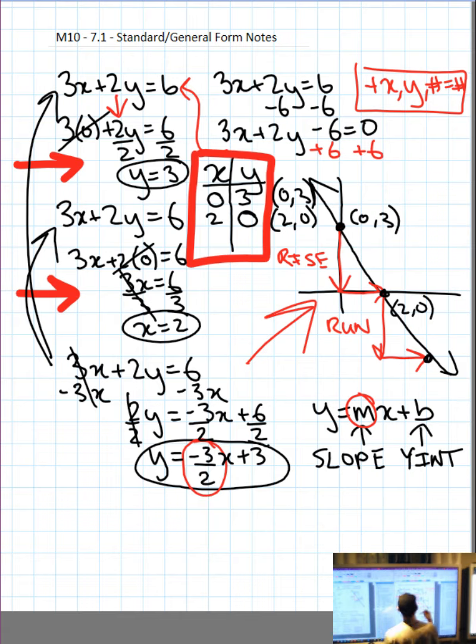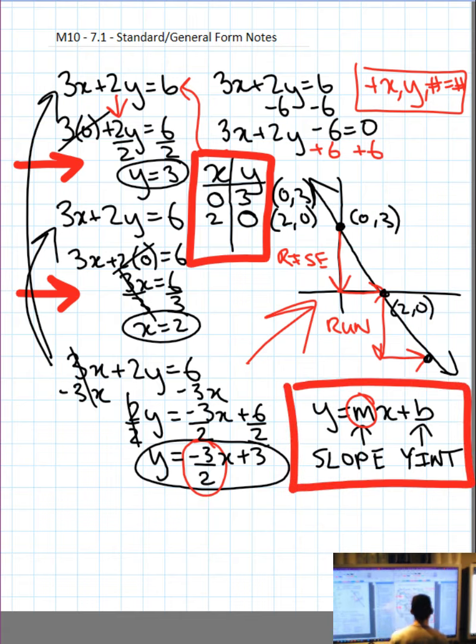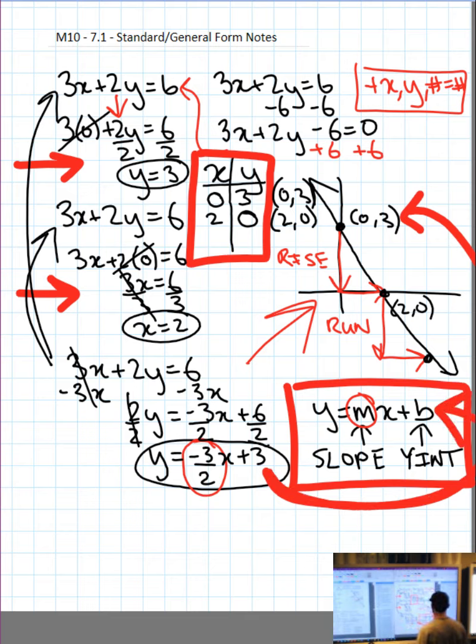Or turn it into this tricky formula that we just figured off to the right called slope-intercept form because it has the slope and the y-intercept. The slope was negative 3 over 2. Oh, we forgot to talk about the y-intercept. The y-intercept is where it crosses the y-axis. All sorts of connections that we should be making.